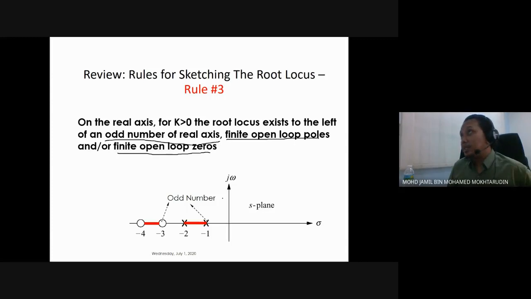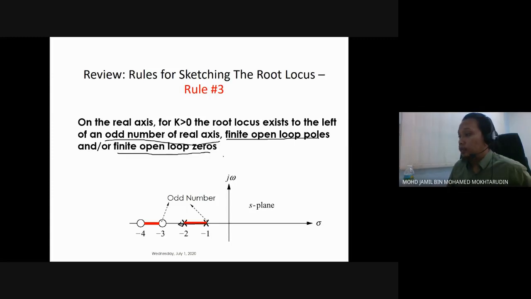Saya tak tahu nak explain macam mana. Benda ni selalunya saya ignore sebab tak penting sangat. So based on my understanding, you have to sketch the root locus starting from maybe the poles, and then it will go to the left. So always moving the root locus to the left before going to the right. That's my understanding.